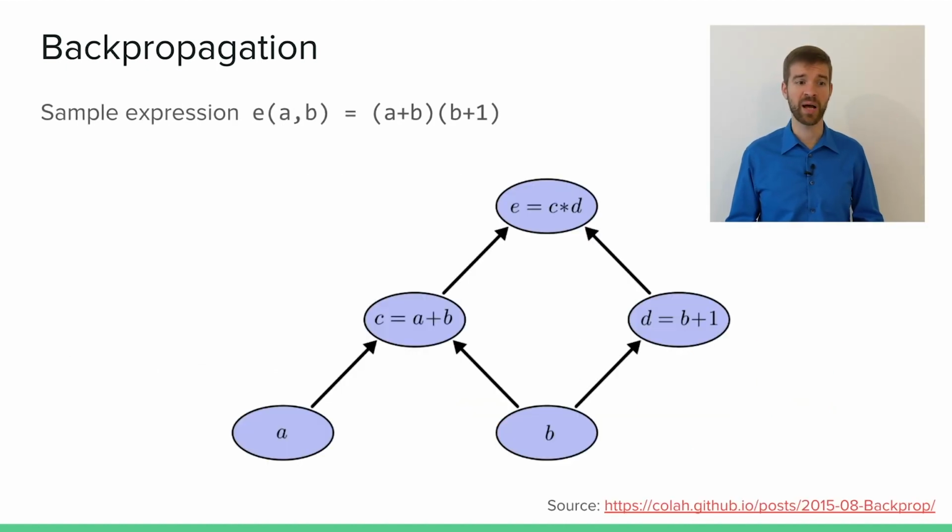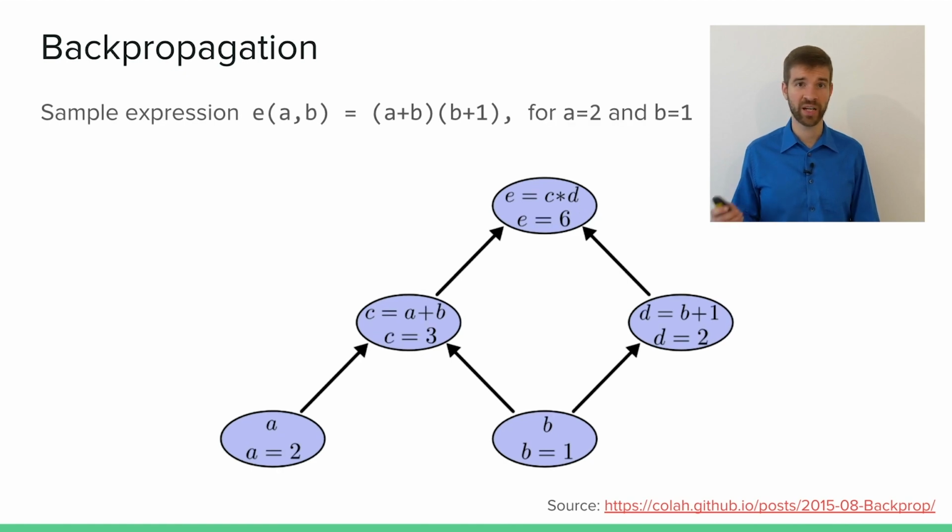So let's take a small sample expression, a function e, which takes two inputs a and b, and then we compute the function (a + b) times (b + 1). So we have two inputs, and we can draw this as a graph and decompose it into two sub-expressions. The first sub-expression would be c = a + b, and the second sub-expression d would be b + 1. And then we join these two with a multiplication. A very simple function. Now let's just put two numbers in there and see what happens.